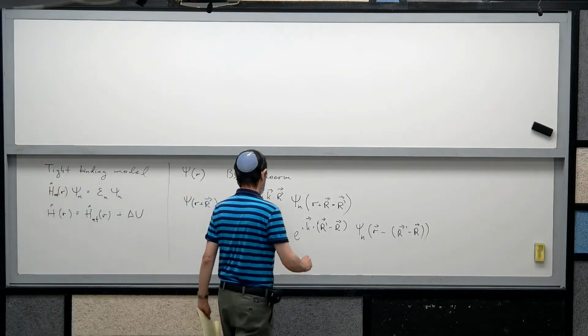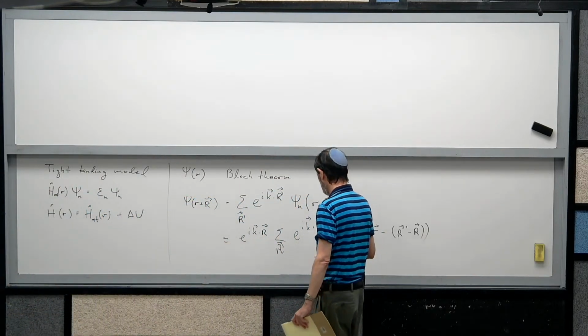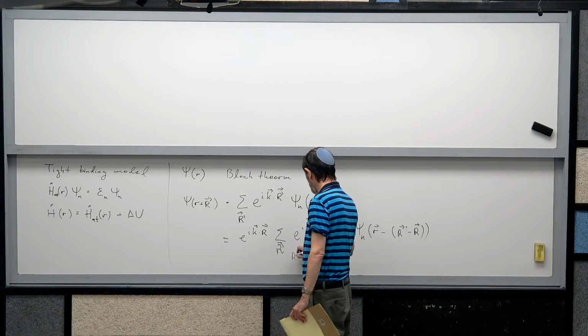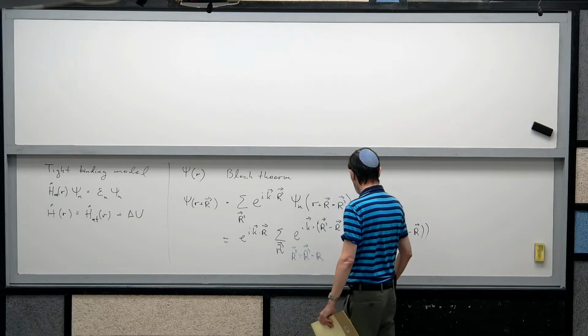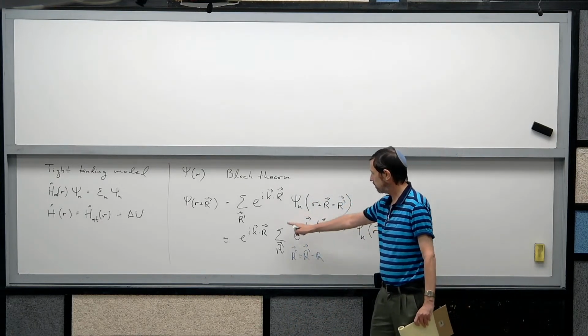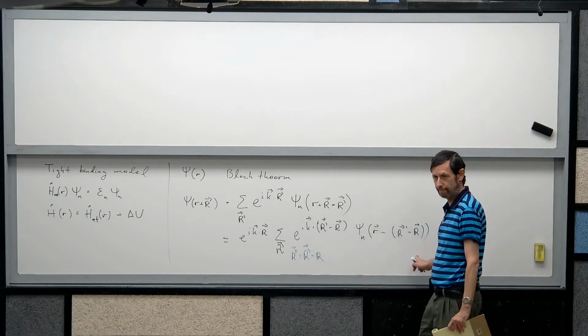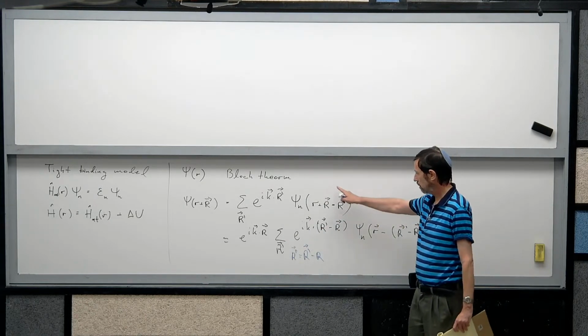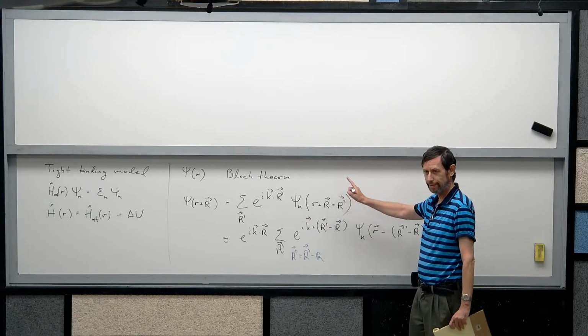But if I replace here r prime, let's say r prime minus r, so all that's written here is actually equal to what's written here.